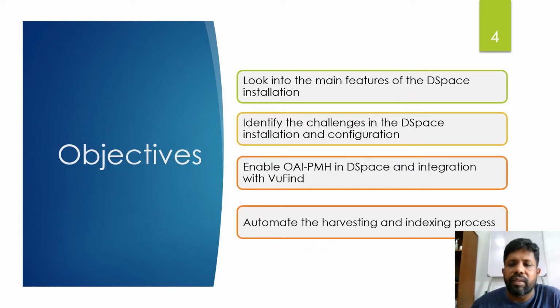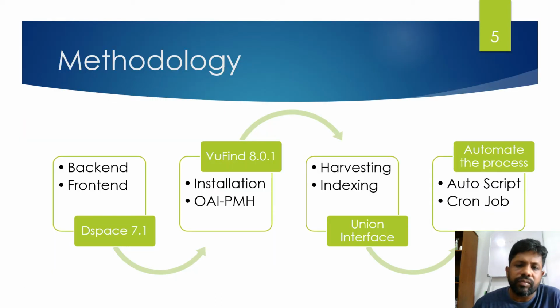So the main objective here is the main features of installing the latest version of DSpace, the challenges faced during installation and configuration, enabling OAI-PMH in DSpace as well as VuFind, and automating the harvest process to index into VuFind. These are the methodology: installation of the backend and frontend, installation of VuFind, enabling OAI and harvesting and indexing, and finally automating the harvesting and indexing process.